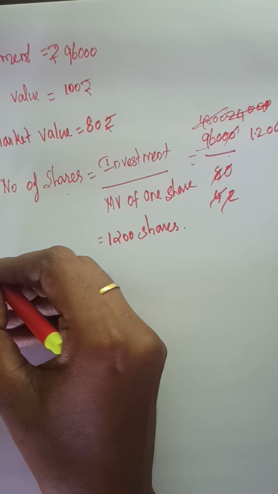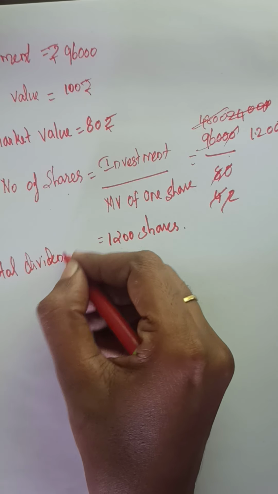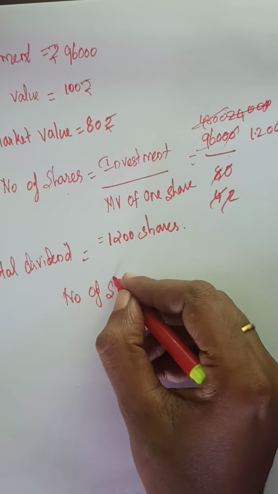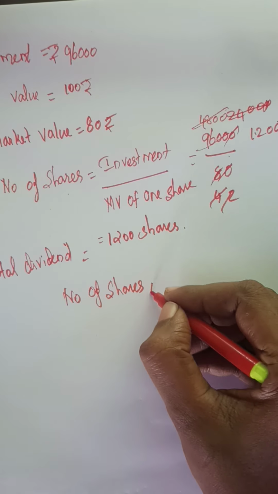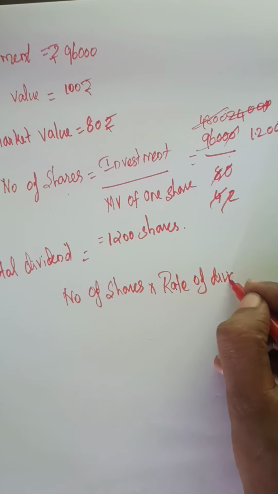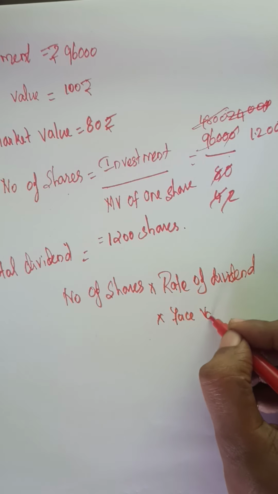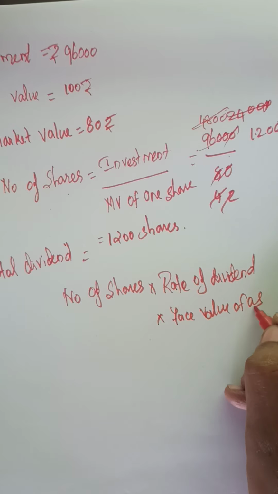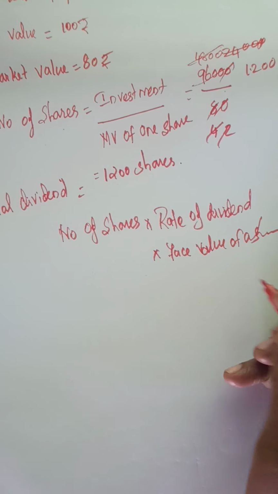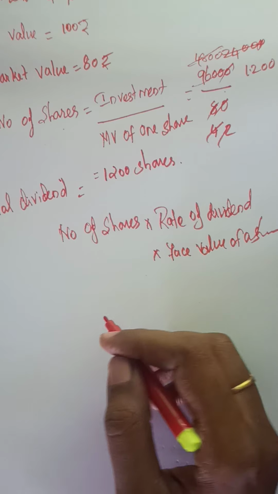Okay, so total dividend is equal to, what's the formula? Number of shares into rate of dividend into face value of a share. Okay, so what's the formula? Just I have substituted in the formula. That's number of shares into rate of dividend into face value of a share.